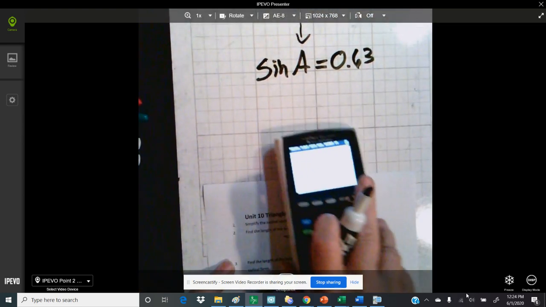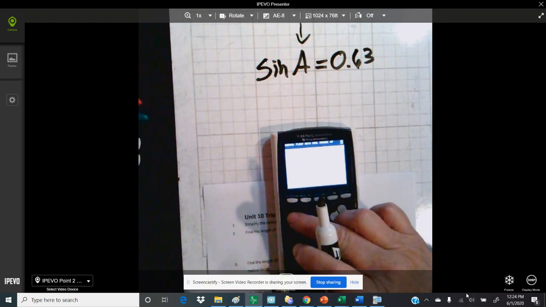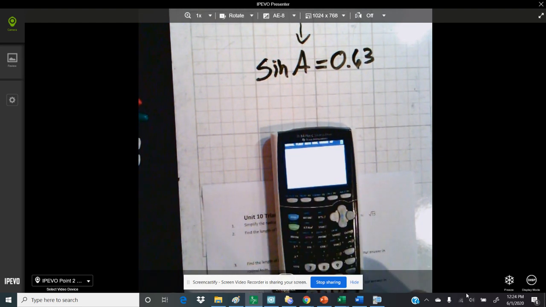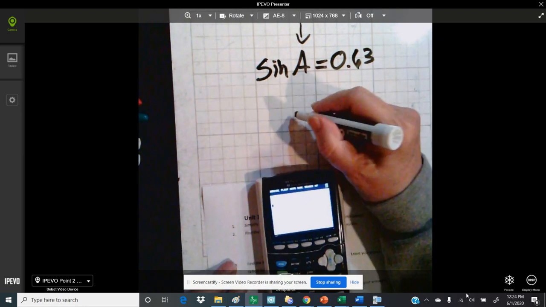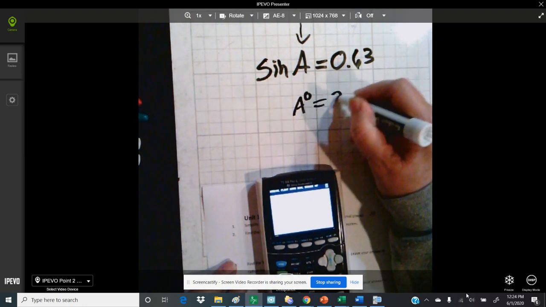And the last question says, determine the angle measure if the sine of A is 0.63. Well, once again, they're asking you for an angle measure. So they're telling you that the sine of A is 0.63. I want to find the angle, so I'm going to have to use that second button on my calculator. So I'm going to go second sine 0.63 and hit enter, and it'll be 39 degrees. So I know the measurement of angle A is 39 degrees.